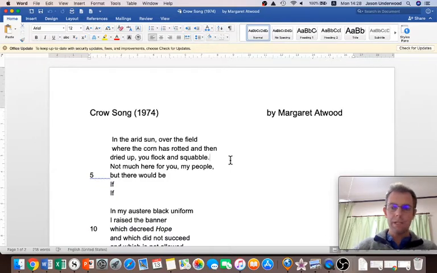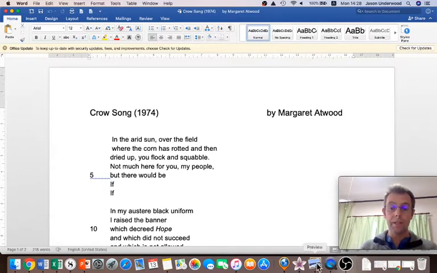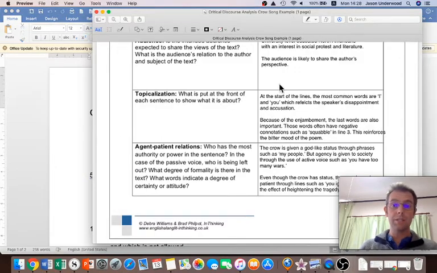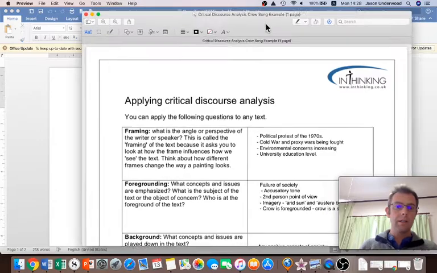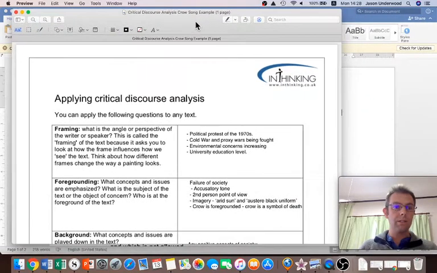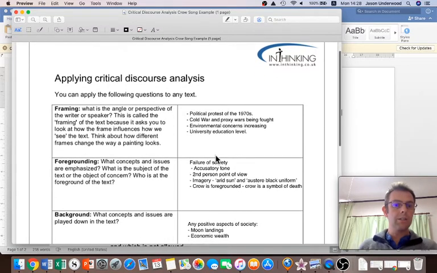So we've done our first reading and we've done our Big Five analysis. Our next step is to get into our Critical Discourse Analysis, or CDA for short. And so here's my sheet that I downloaded from InThinking, and we can go through each of the critical discourse analysis questions here. So let's start off with framing, which is all about the perspective of the author.